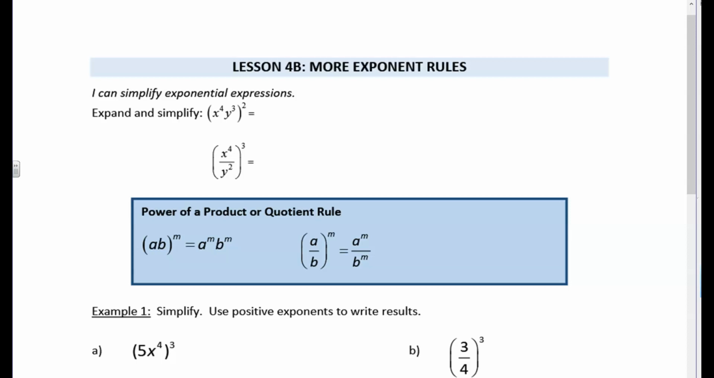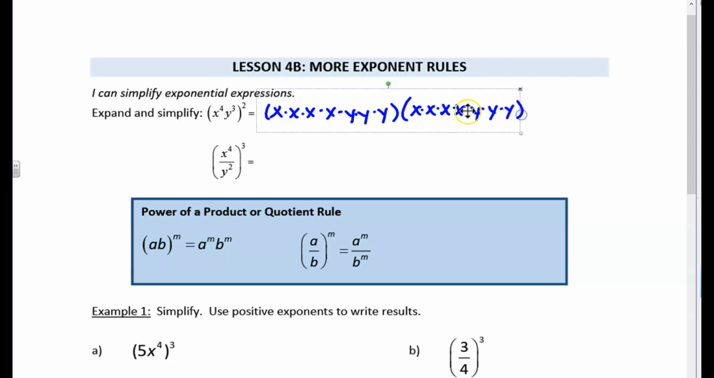So if we have 4xy cubed to the squared power, what that really is, well, x to the fourth is 4 x's, y cubed is 3 y's, and we're going to square it, so we multiply it by itself. And when we do that, what we end up with is 8 x's, so I get x to the 8th and 6 y's, y to the 6th.